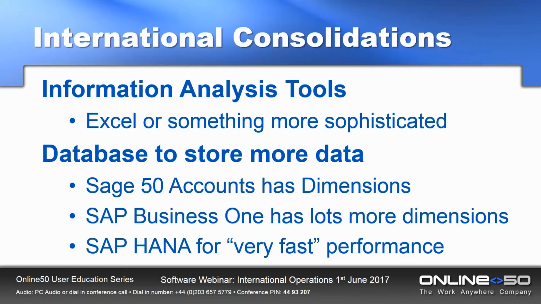business intelligence tools. The slide there I can see says Sage 50 Accounts has dimensions. I think that should say Sage 50 Accounts has departments. So in Sage 50 Accounts you can set up departments, and you could in your consolidated accounts have each subsidiary going into a different department, and then you can do comparisons against department, for example.